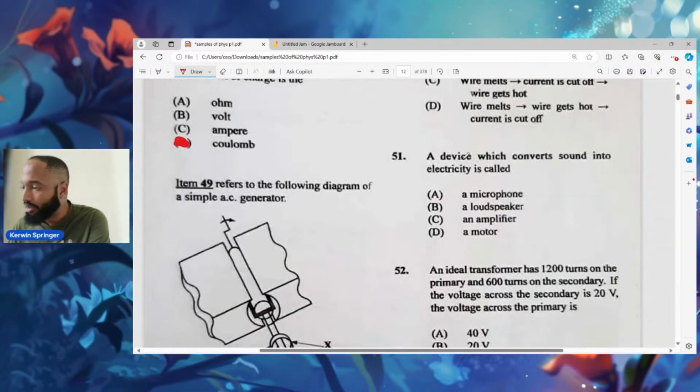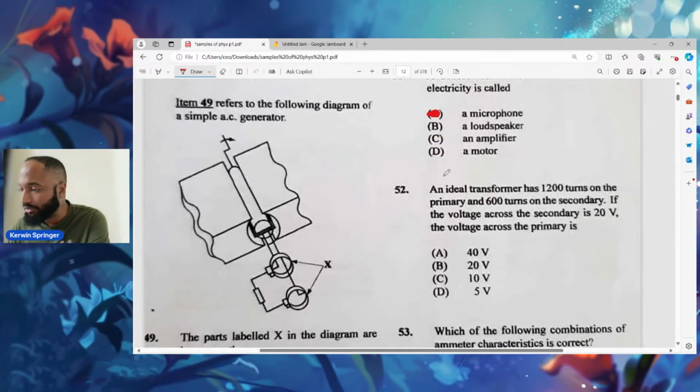Yeah, B. A device which converts sound into electricity. That one had to be a microphone. Sound into electrical signal. An ideal transformer, ideal meaning no loss. 1200 turns on the secondary and the primary 600. So this is half. It's stepping down. Voltage across the secondary is 20. It means the voltage across the primary was higher. 40, right? Step down, and it's stepped down by a half.